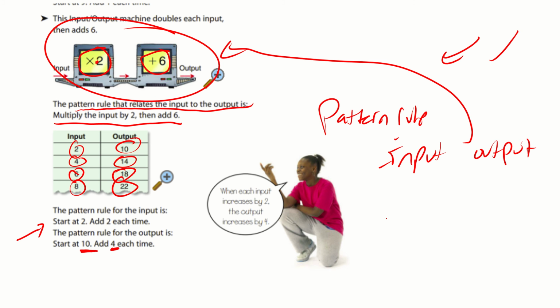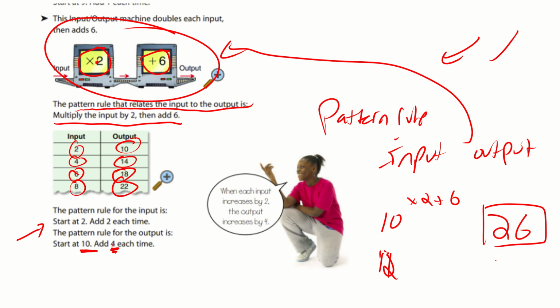So if I said, all right, I want to find out 10 now, I'm going to do 10 as my input, and I'm going to do times 2 plus 6, and my output is going to be 26. As you can see, though, I went up 4 each time. So if I said 12, I would say 30 here because I added 4 to my next input.